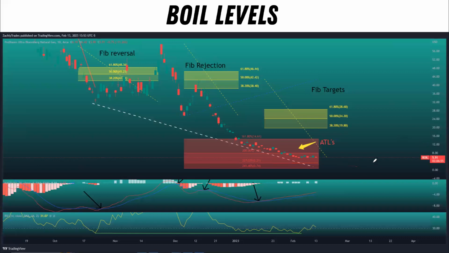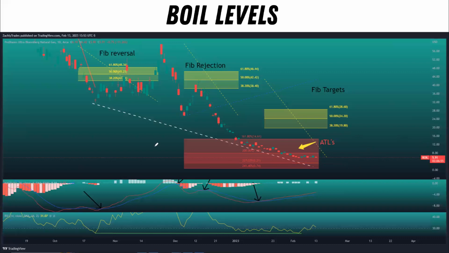I definitely think that the leveraged ETFs like Boyle and Cold, in my opinion, are more for day trading. And so you can just use those to capture some of the day trading possibilities there and get some nice quick intraday moves or even scalps.